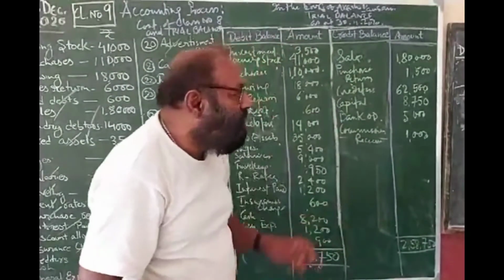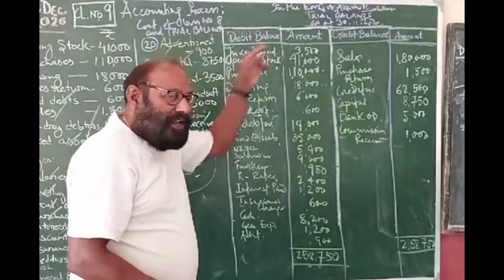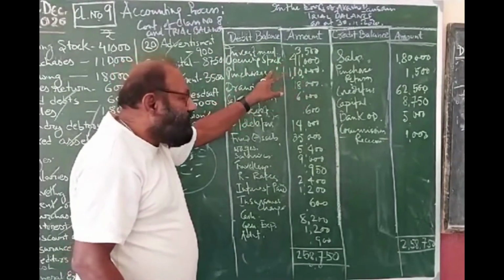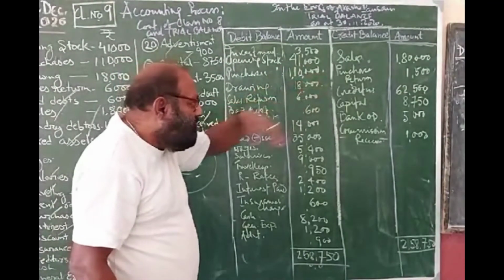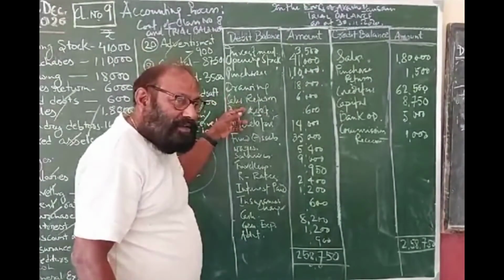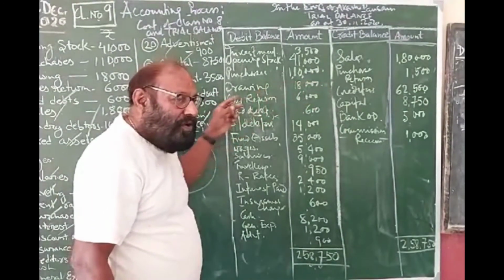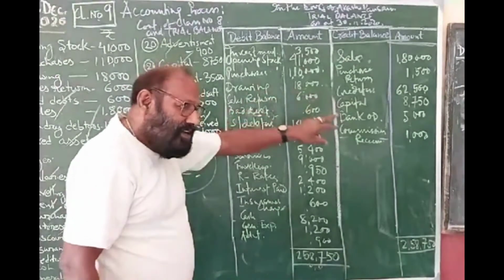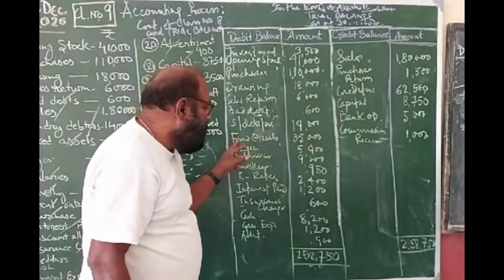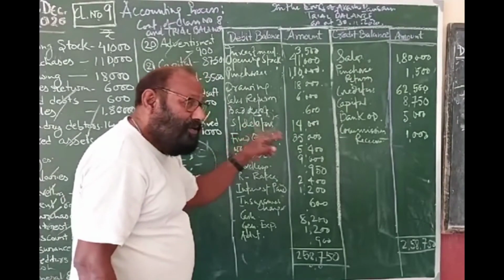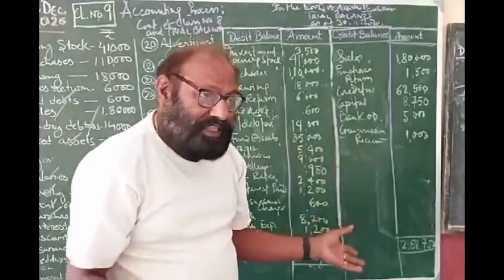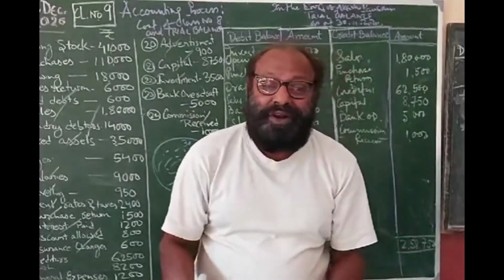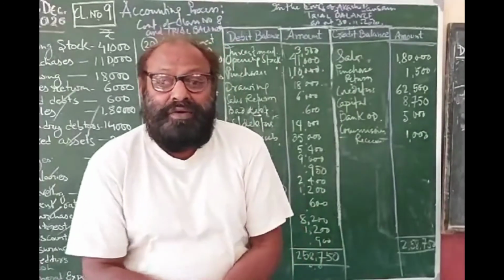How do you follow the principle? I have already told you. All assets are debit, all liabilities are credit, all purchases debit, all sales credit, all expenses debit, all incomes credit, all losses debit, all gains credit. So following this, we have done this one. Okay, clear? So this is more or less an important part of accounting.